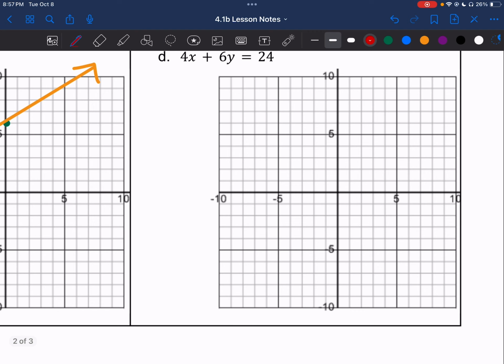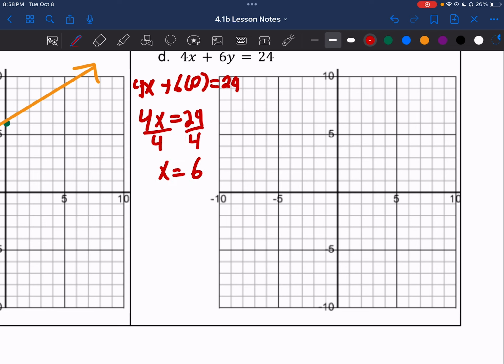All right, letter D, we have 4x plus 6y equals 24. So we're going to start off. We have 4x plus 6 times 0 equals 24. And when that cancels out, we have 4x is equal to 24. Divide both sides by 4. X is going to be equal to 6. So we can put our point at 6 on the x-axis.